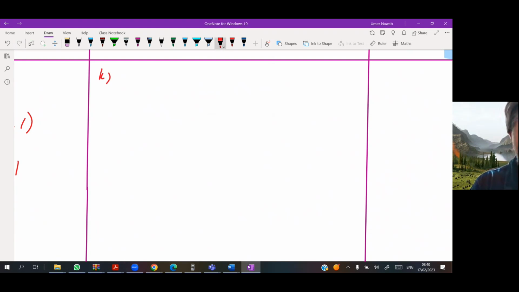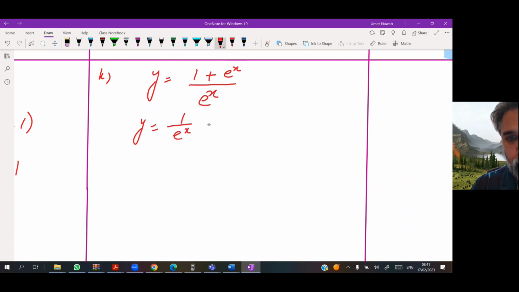A part. y equals (1 plus e^x) over e^x. We cannot apply differentiation directly. First, we need to split the terms: 1 over e^x plus e^x over e^x. Can I push this denominator to go in the numerator? Then the power will change its sign, minus x, and e^x cancels with e^x, giving you 1. Now I'm ready to apply the differentiation.